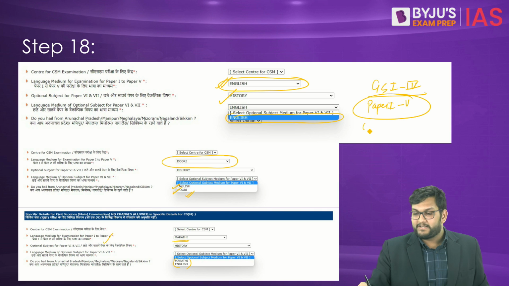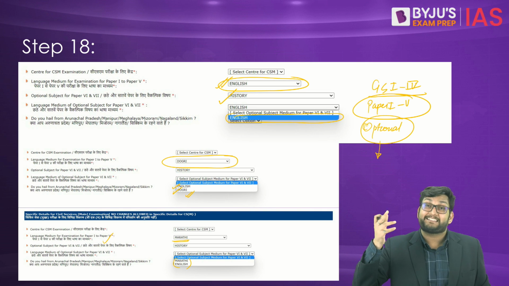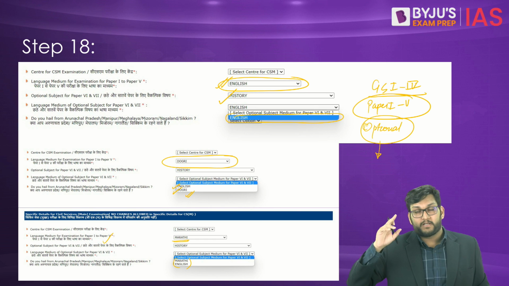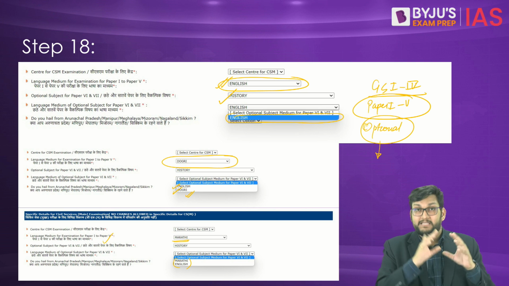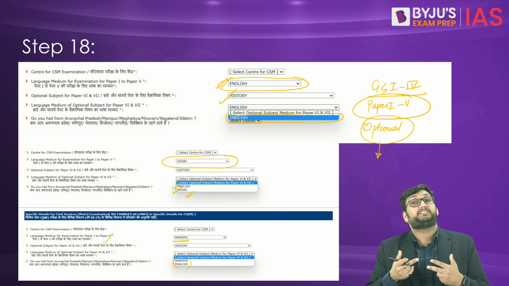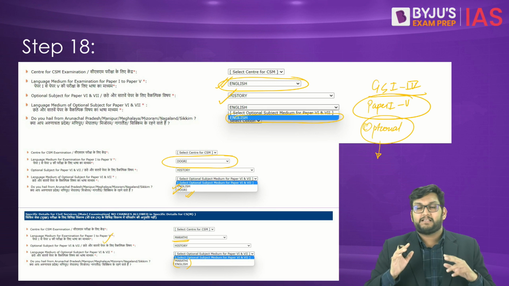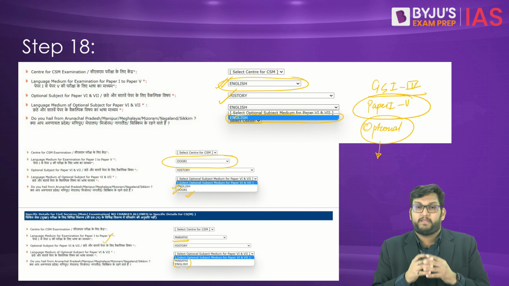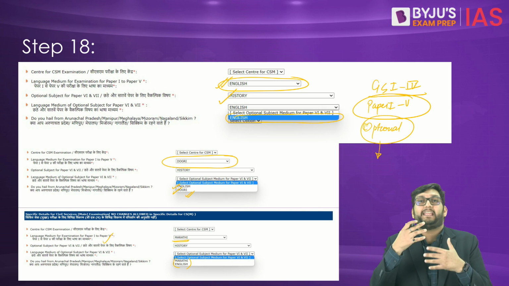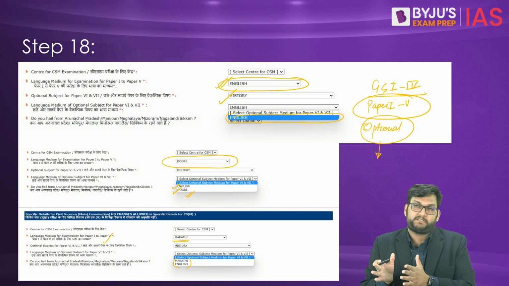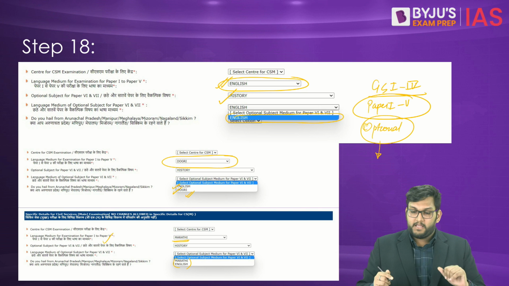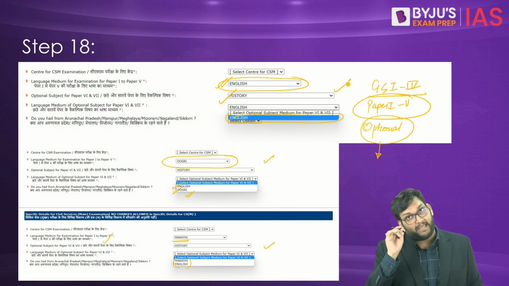But once you choose your optional, you can give the optional in a separate language itself. So you can give GS paper or paper 1 to 5 in, for example, Hindi, but you can give the optional in English. This is a very important point I'm trying to make here because a lot of students get confused. The standard question which comes to us in class is, can I give the 4 main papers and 2 optionals in different languages? Yes, you can. And that is actually available here.